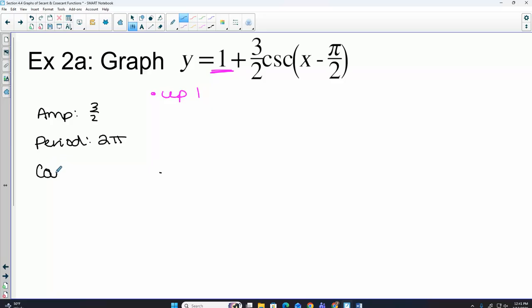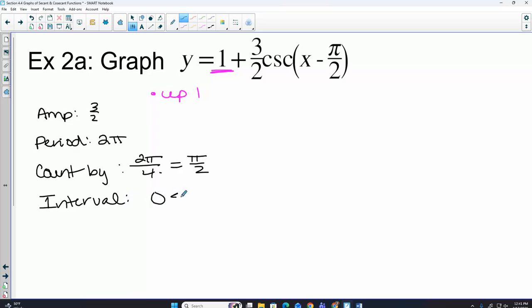Count by? Good. Period divided by 4, so pi over 2. Do I have to do an interval? Yes, because you have things added or subtracted. But when in doubt, just always do it. So this goes between 0 and 2 pi. The only two that don't go between 0 and 2 pi are what? Tangent and cotangent. All right, so if I add my pi over 2, I get pi over 2 less than or equal to x less than or equal to 5 pi over 2.